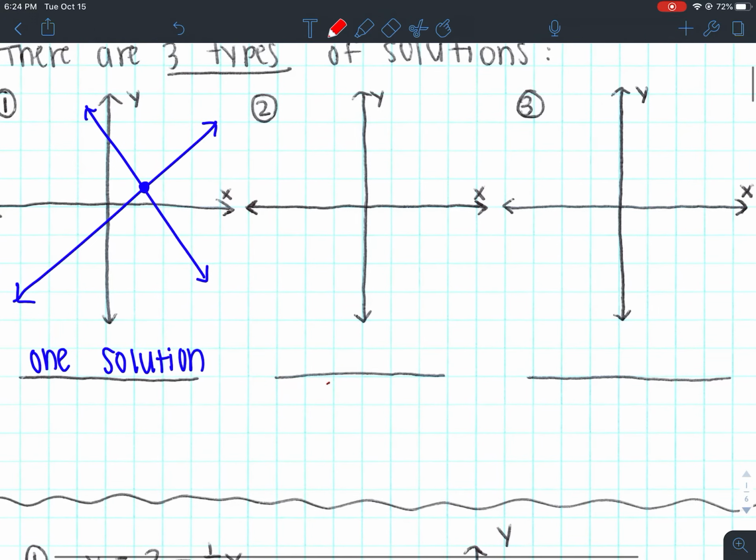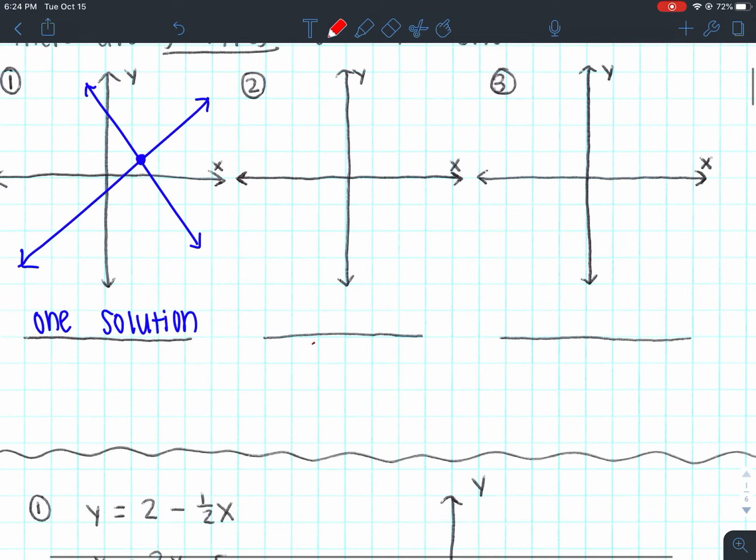The second type of solution, let's talk about it real quick. I want you to imagine two straight lines in your head. Is it possible for these two lines to cross only twice? No, right? You can't have two lines and only cross twice. You'd have to bend the line, right? So if I had two straight lines, I can't have them cross twice.